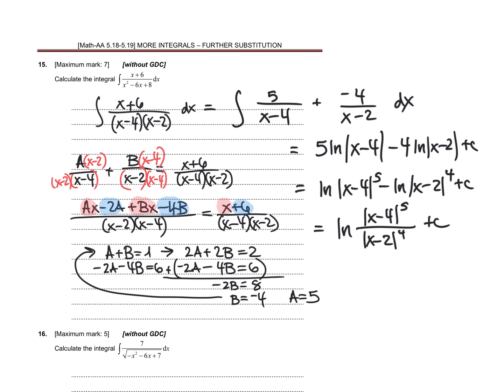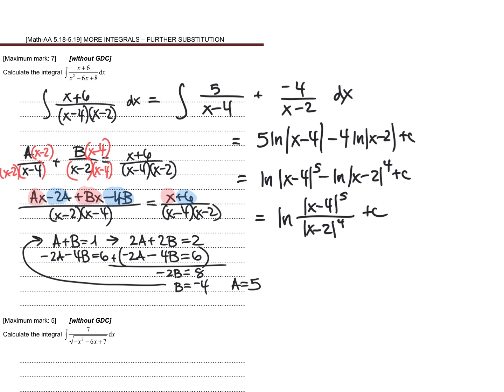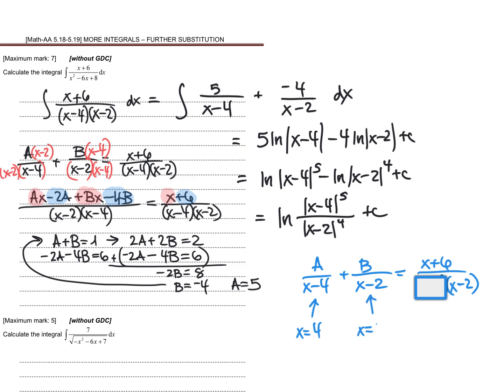All right, so if we were doing the cover-up method over here, and we have a over x minus 4 plus b over x minus 2 equals x plus 6 over x minus 4, x minus 2. Now, this is maybe to check your work, or if they don't ask you to show it, you can just do this really fast. So we will cover it up. So this is for x equals 4, and this is x equals 2.